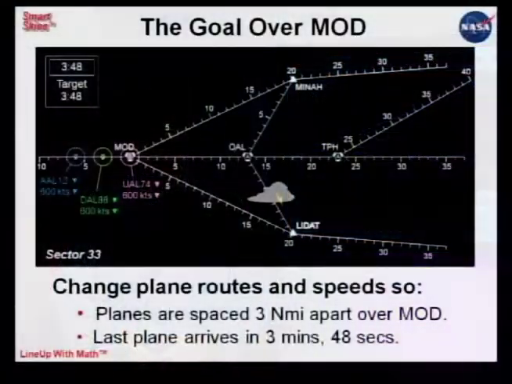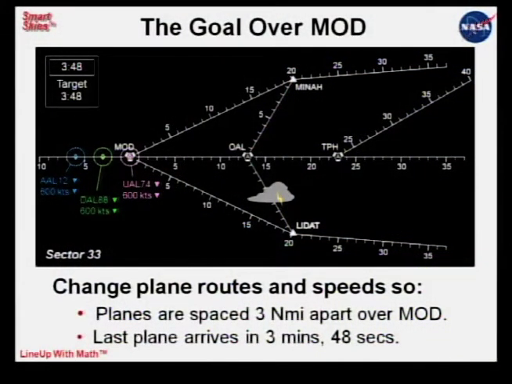The goal over Modesto, as you can see, is 3 planes lined up as closely as possible and as safely as possible, and that's what we call ideal spacing. As close as possible, but not too close. So we want them 3 miles apart over Modesto, and we want the last plane there to be on a target time of 3 minutes and 48 seconds. And that's what the clock shows, 3 minutes and 48 seconds.